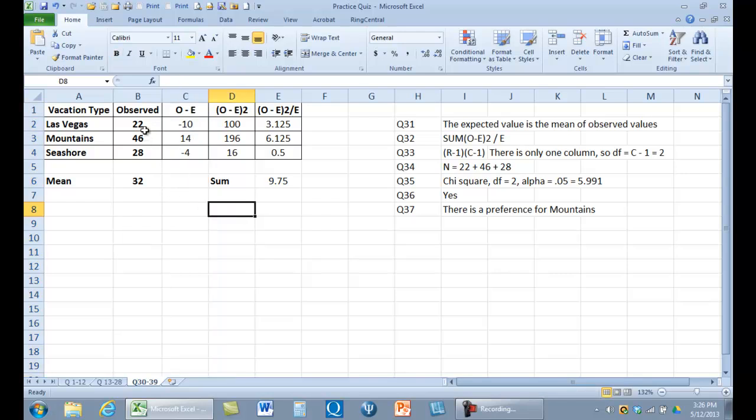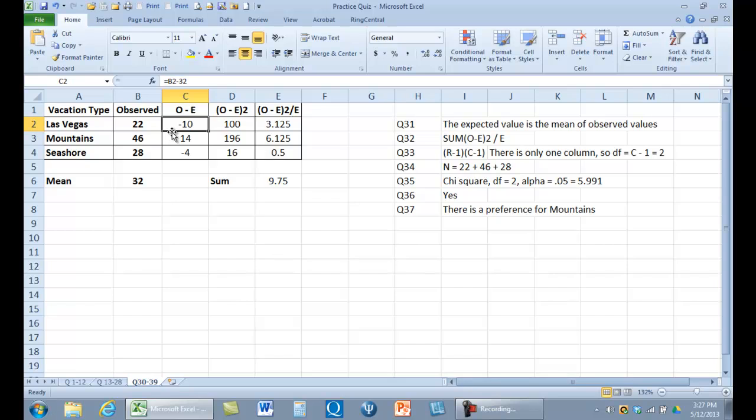Here we just have some observed values. We don't have rows by columns. We just have one column, three rows, and so how do we figure out what the expected value is? Well, the expected value is simply the mean. If you have 96 people, you expect 32, 32, 32 if there's no relationship. So the mean of our three choices, 32, is our expected value, and so observed minus expected is whatever this value is, minus 32.